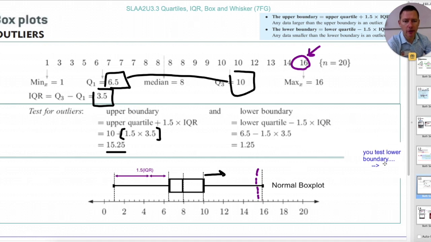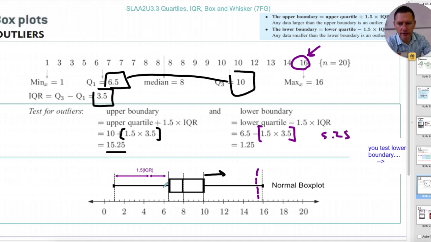Test the lower boundary. We do the same thing. We say 1.5 times 3.5. So this is 5.25. So we need anything that's 5.25 away from here. So 1.25 is the boundary. So it looks like that might be an outlier too.